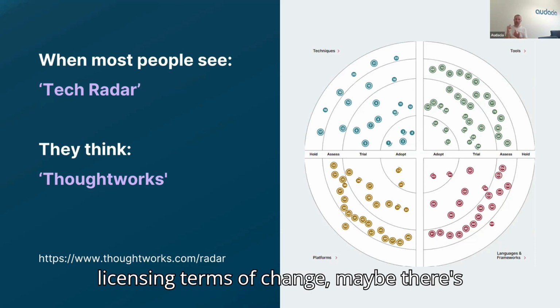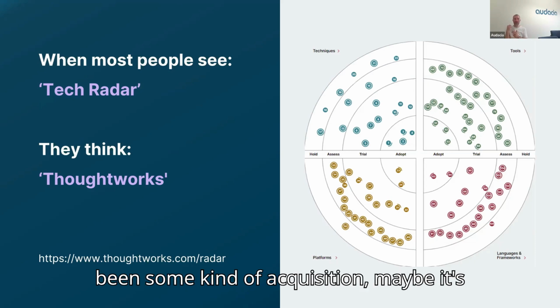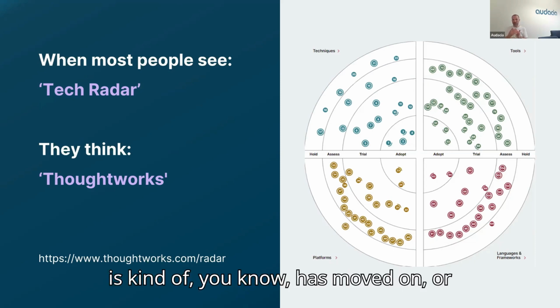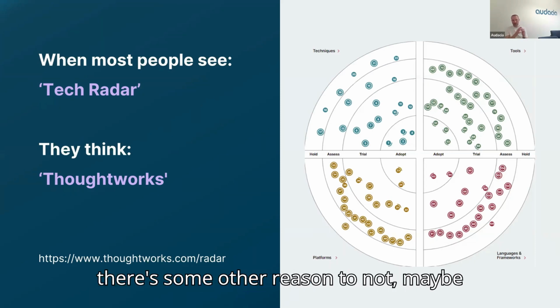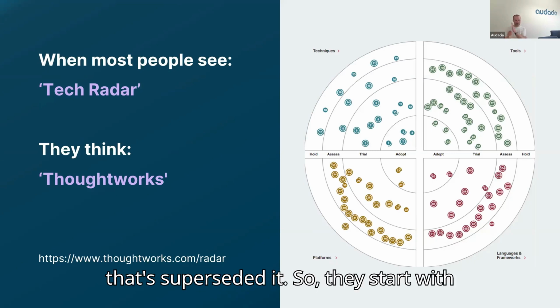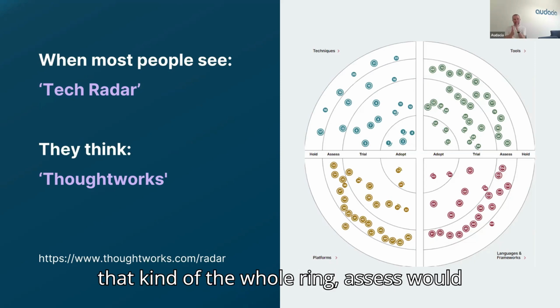Maybe licensing terms have changed, maybe there's been some kind of acquisition, maybe it's an open source project and the maintainer has moved on, or there's some other reason to not. Maybe something else has come out that's superseded it. So they start with the hold ring.